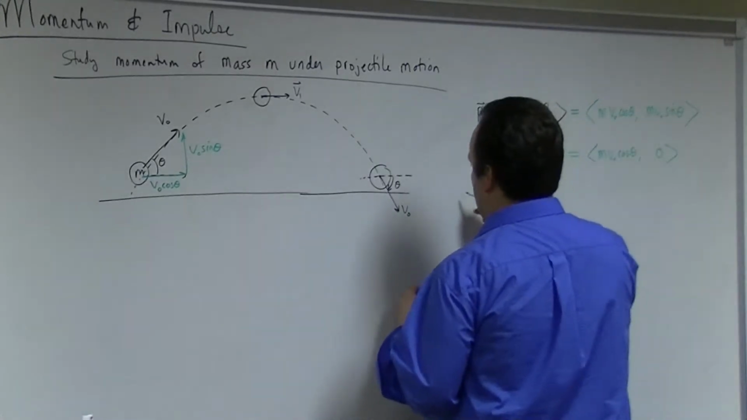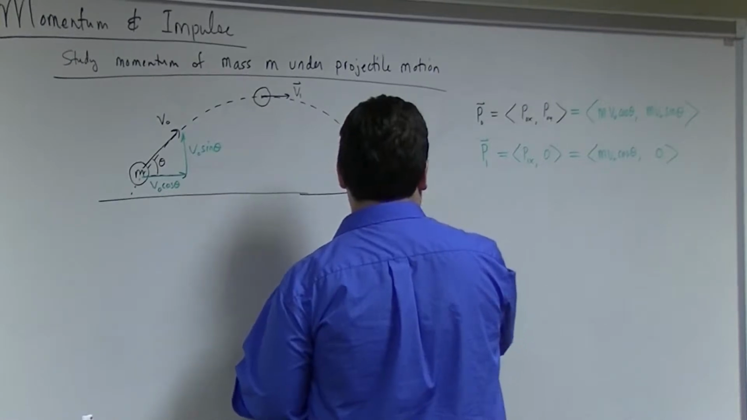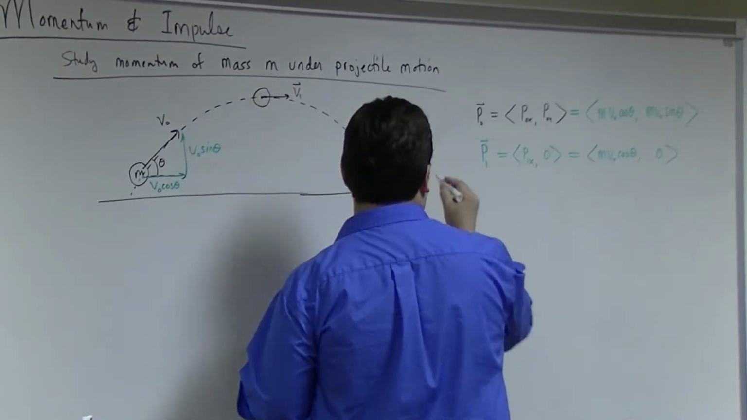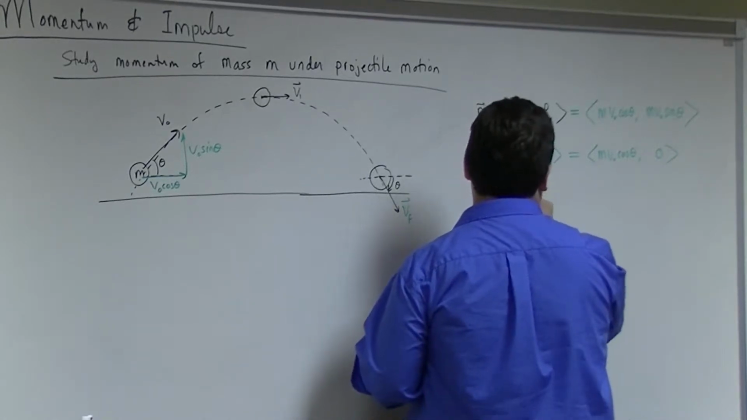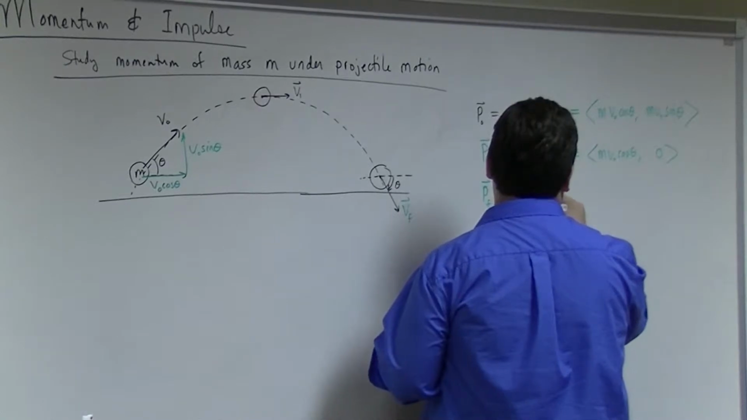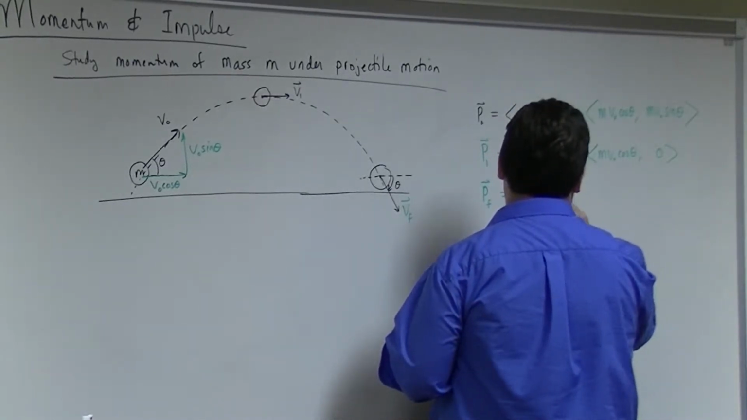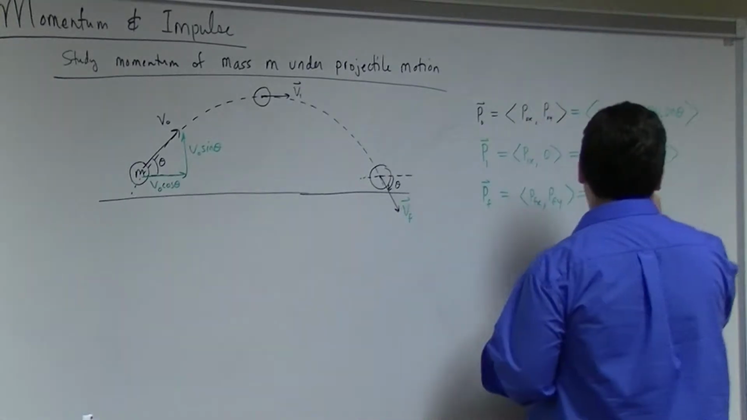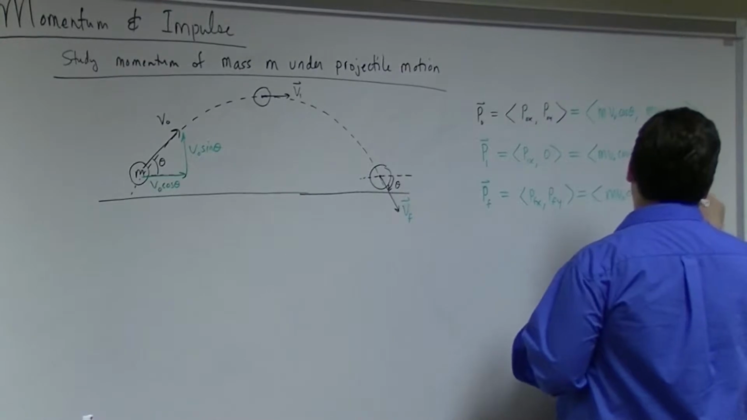And then finally, let me call this the final momentum. So the final momentum pf would be what? Pfx, Pfy, which would be m v naught cosine theta, no surprise there, and minus m v naught sine theta.